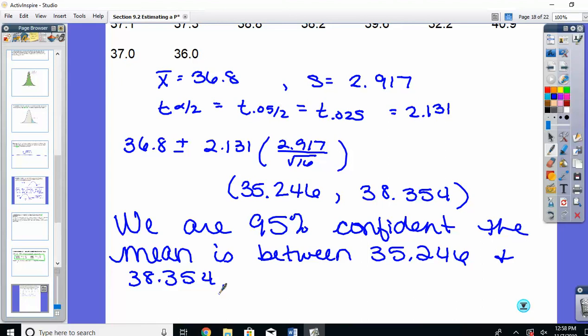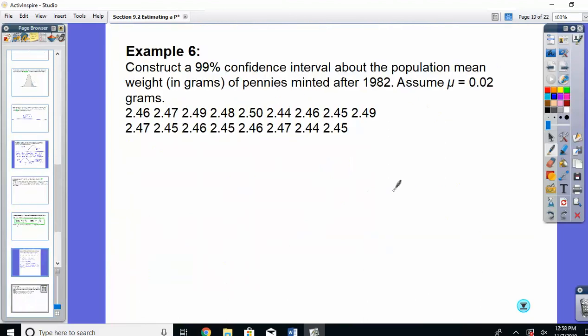Okay. Let's do a couple more. We're going to only do probably one more confidence interval because it's pretty much the same thing. I want a 99% confidence interval about the mean of pennies weighted after 1982. So what I want you to do is use your calculator to find your x bar and your s on this.